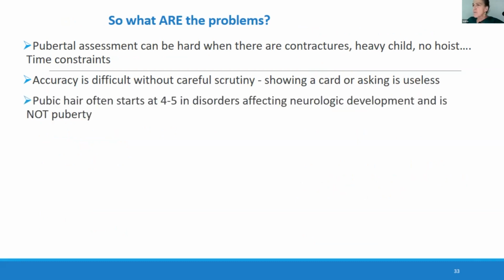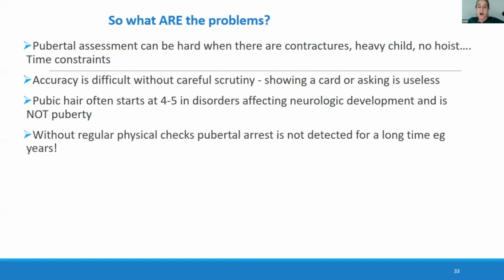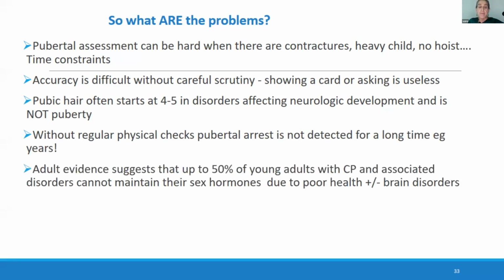Disorders like cerebral palsy or disorganized brain, as you know, often develop pubic hair at age 4 or 5 years. This isn't puberty. It's a raised DHEAS in the context of the brain disorder. But again, if you ask a question, the parent will tell you they're halfway through puberty. So don't believe it. Take the time. If you don't do regular physical checks, you won't detect pubertal arrest.